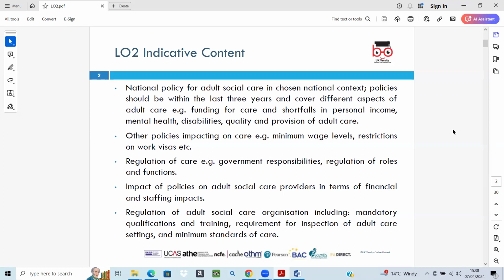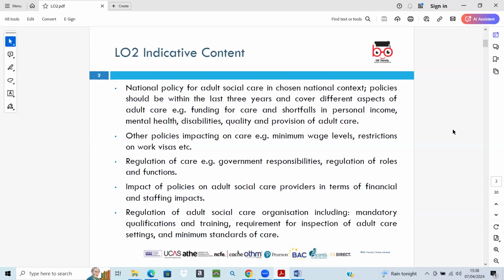And the government has some responsibilities, including regulating the roles and functions in adult social care to ensure safety and quality standards are met. So these are the important points. If we ask what the financial impact would be, funding policies directly affect the financial sustainability of care providers, and the staffing impact is that policies related to wages and visas influence staff levels and the ability to recruit qualified personnel.